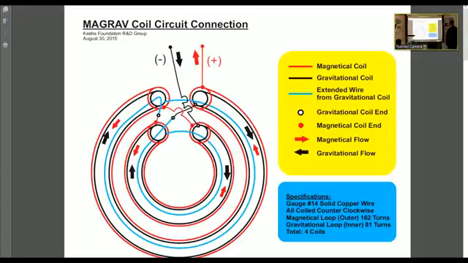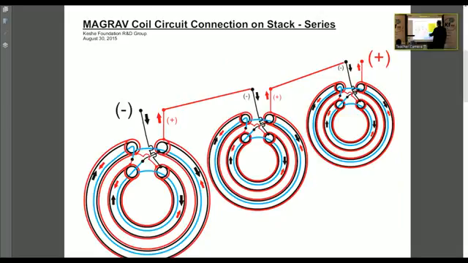As you see, you have the two coils, and this is the circuit connection on the stacker series, the way you connect your wires from the positive. This is looking at the stack down up. This is the bottom one, next one up. Next one, please.